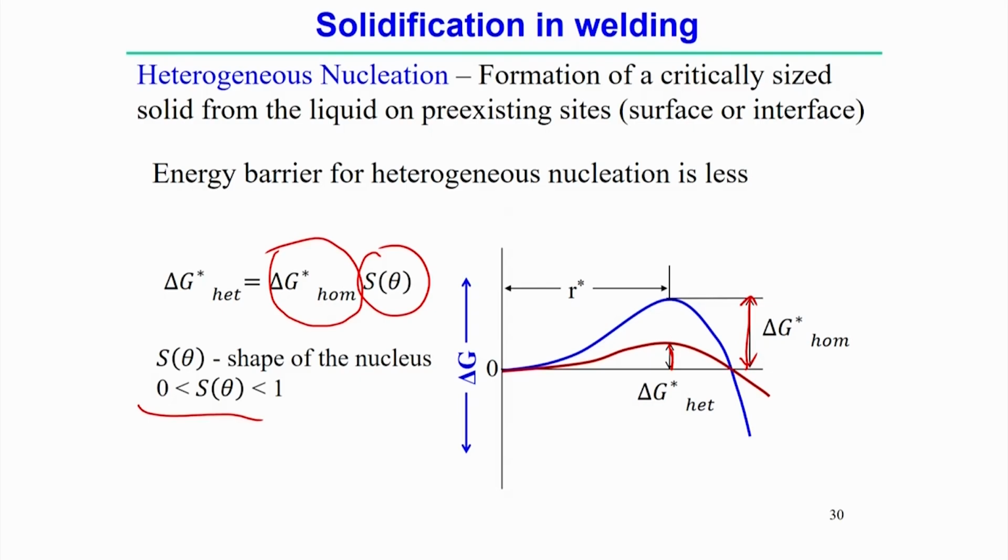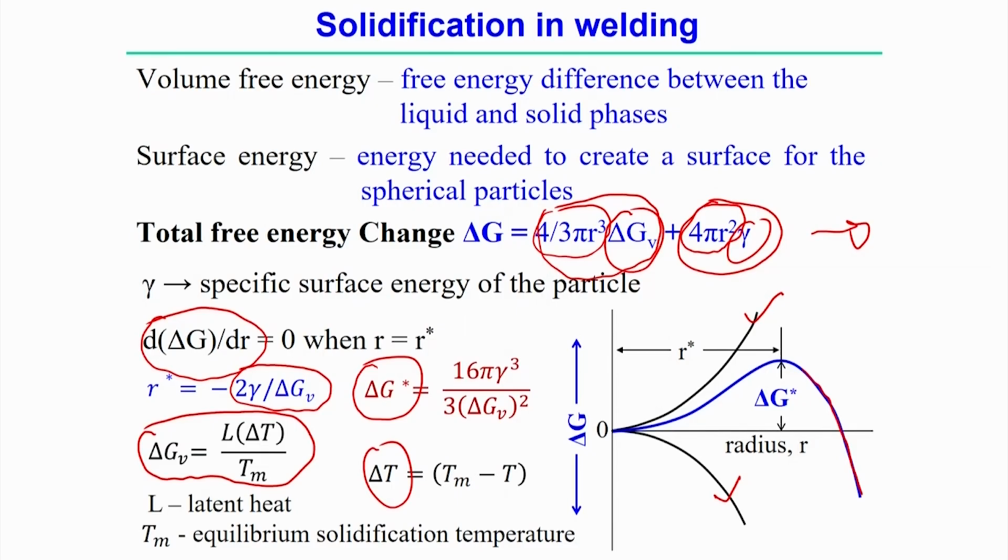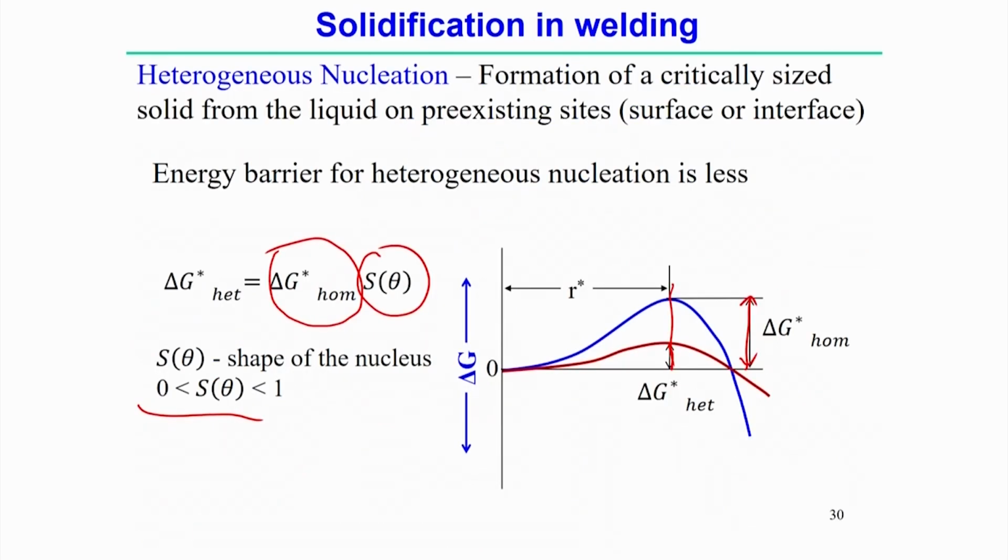But the critical size of the nucleus in both cases is the same, because the critical size of the nucleus intuitively depends on the volume free energy and the specific surface energy of the material, of the particle basically. So, that is why the critical size of the nucleus is independent of the shape of the nucleus.